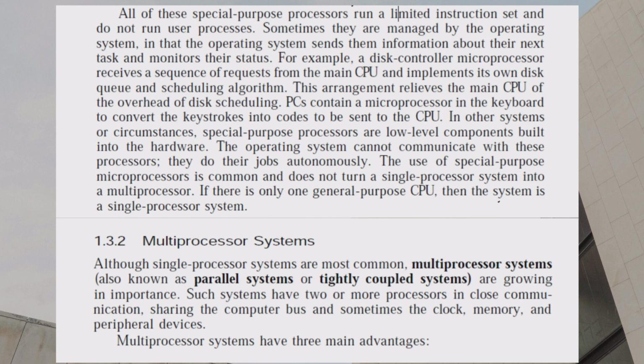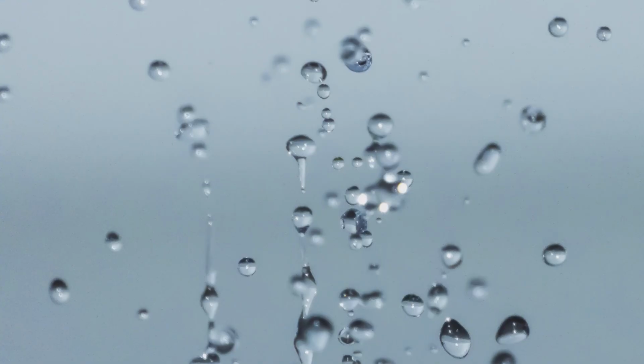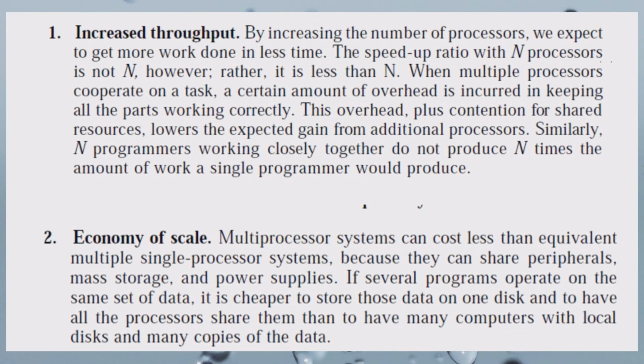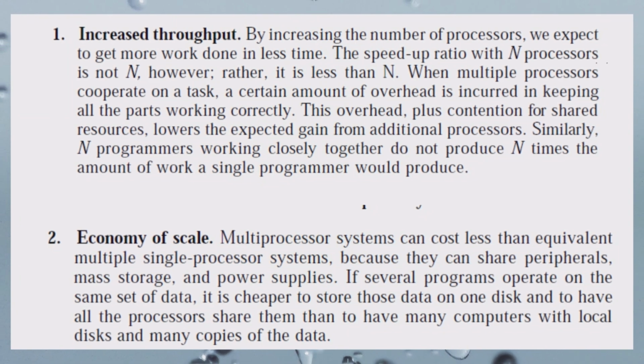Multiprocessor systems. Although single processor systems are most common, multiprocessor systems, also known as parallel systems or tightly coupled systems, are growing in importance. Such systems have two or more processors in close communication, sharing the computer bus and sometimes the clock, memory and peripheral devices. Multiprocessor systems have three main advantages. First one, increased throughput. By increasing the number of processors, we expect to get more work done in less time.